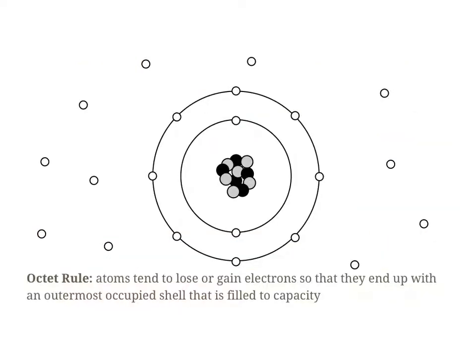Now, the octet rule is a rule in science and in chemistry that allows us to decide what's going to happen to an atom. Is it going to gain electrons? Is it going to lose electrons?